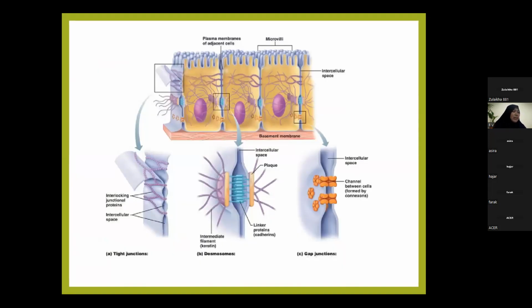Right. So, okay, another picture you can see from here, right? From top to bottom. So from here you can see that A is tight junction, right? So B is desmosome, right? And C is down here, yang warna oranye ni, gap junction. So if we zoom in, you can see this is gap junction. This is the shape of desmosome, and this is the structure of tight junction. Okay.